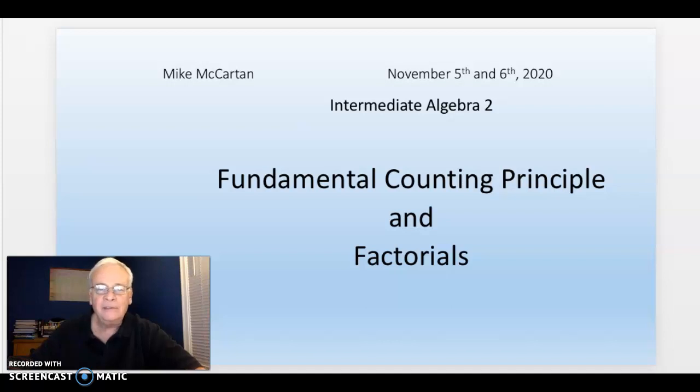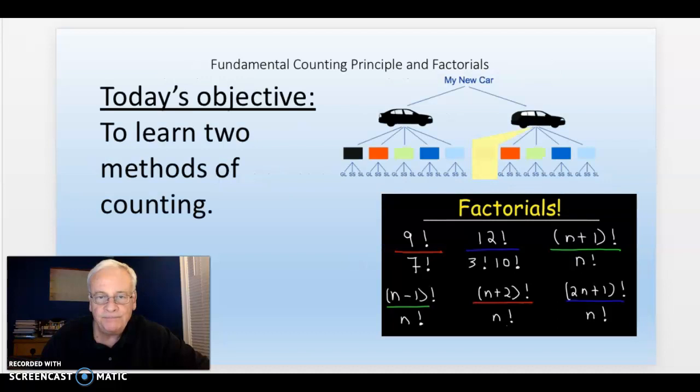Guys, today we're going to look at two ways to count. I know it seems kind of weird, but sometimes counting can be harder than you think. In this video, we're going to look at the fundamental counting principle. In the next video, we're going to look at factorials. Today's objective: we're going to learn two methods of counting. We're going to use your fingers and your toes.